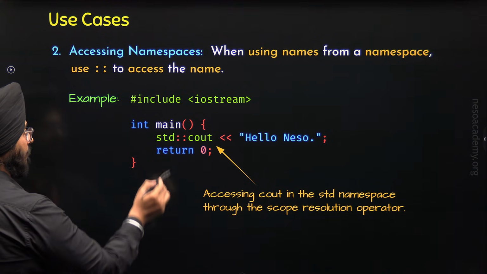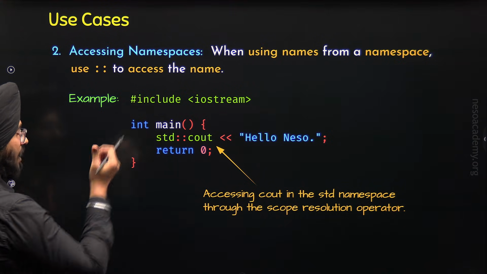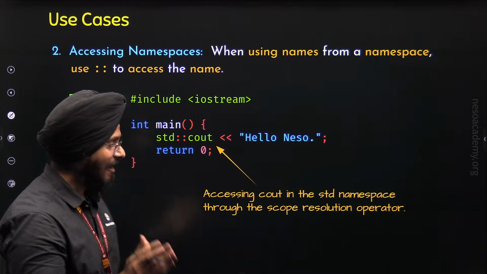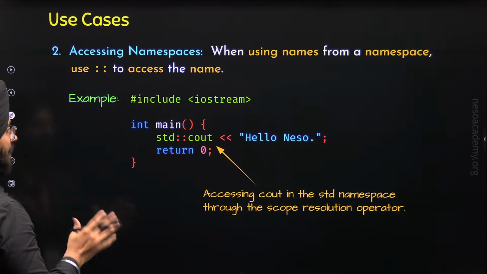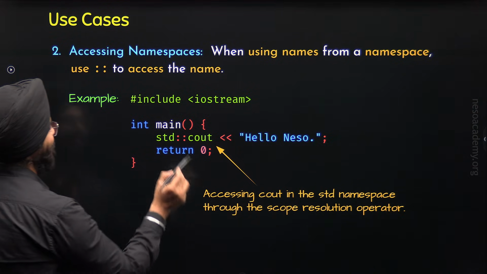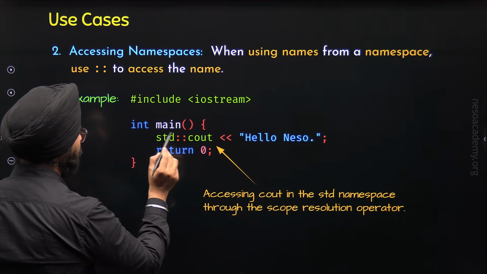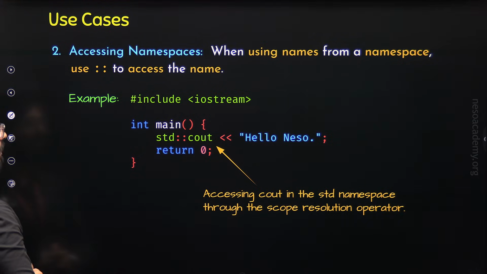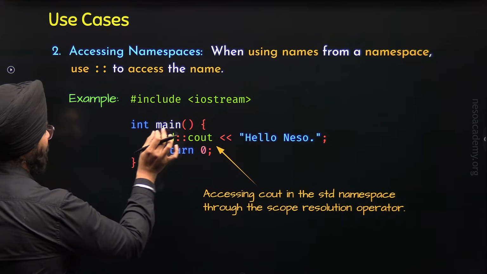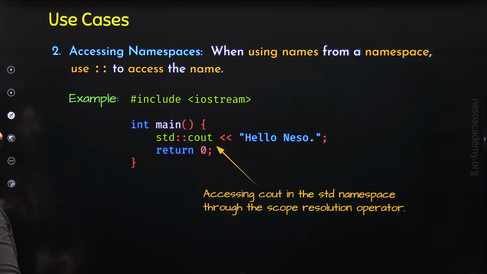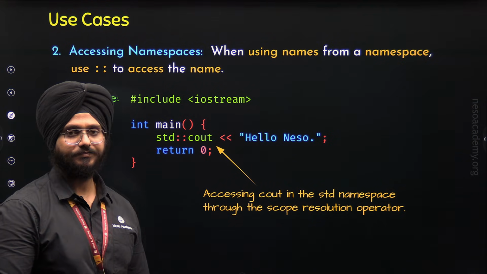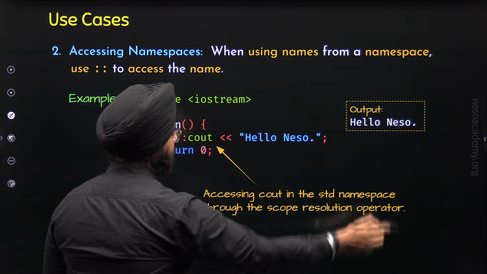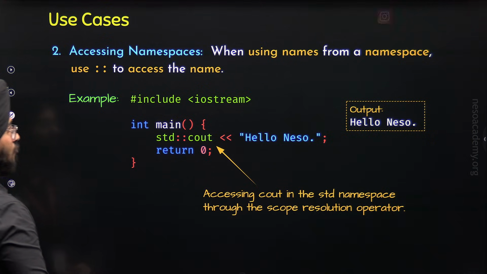The cout object is available in the std namespace. We are trying to access it. I hope this is clear to you. So we have been using std::cout without realizing that we have the scope resolution operator between the two, and this operator is helping us to access this object available in the std namespace. We know the syntax is correct. We will get the correct output. We will get hello Neso as the output.